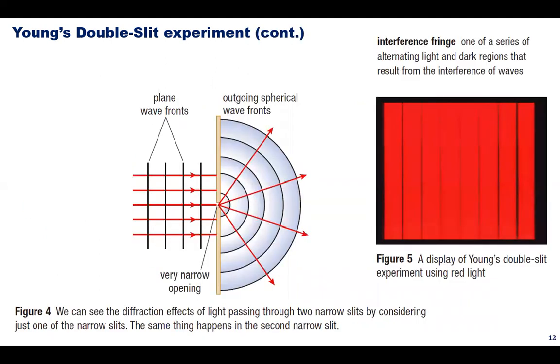So when the two slits in the double slit setup are both very narrow, each slit acts as a simple point source of new light waves, and outgoing waves from each slit are like the spherical waves in figure 4. Well, in this figure, we can see the diffraction effects of light passing through two narrow slits by considering just one of the narrow slits. The same thing happens in the second narrow slit.